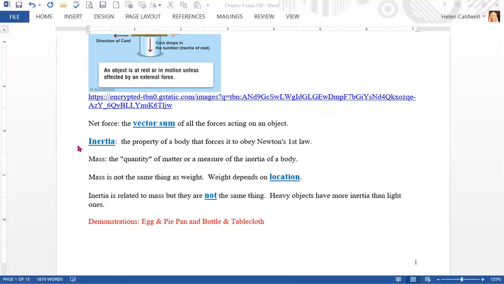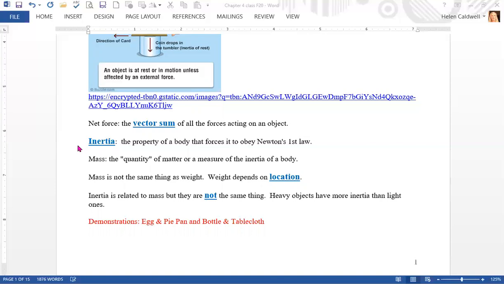So inertia is the property of an object or a body that forces it to obey Newton's first law. I know that's a terrible definition. I completely understand. Large, massive objects have more inertia than small, lightweight objects do, but mass and inertia are not exactly the same thing, not from a physicist's perspective. We will use the term inertia when we talk about rotating objects. We'll come back to that again. So mass is not the same thing as inertia. Mass is not the same thing as weight.